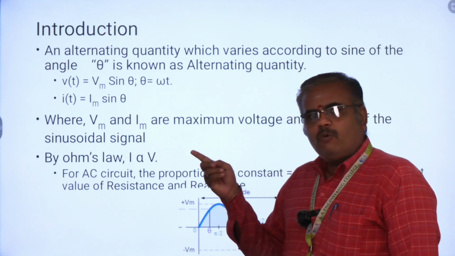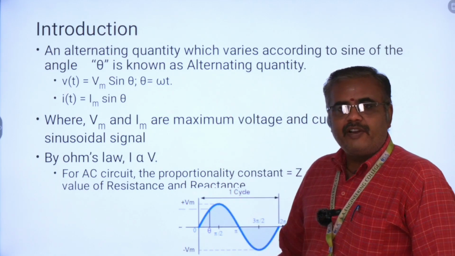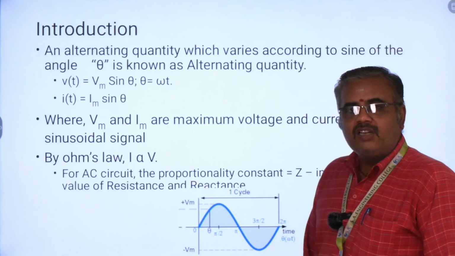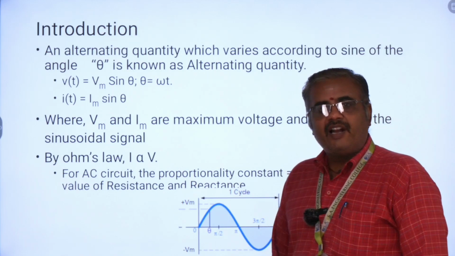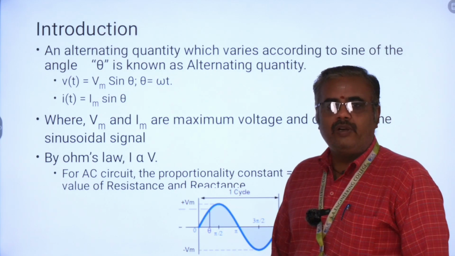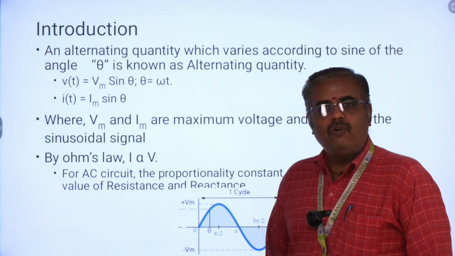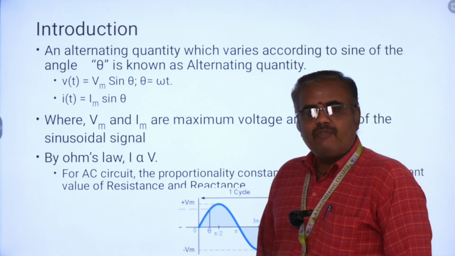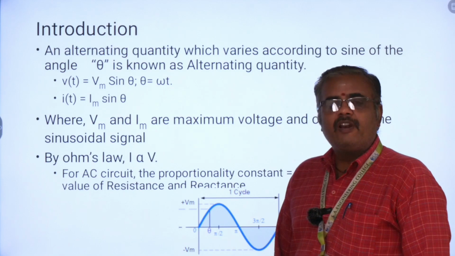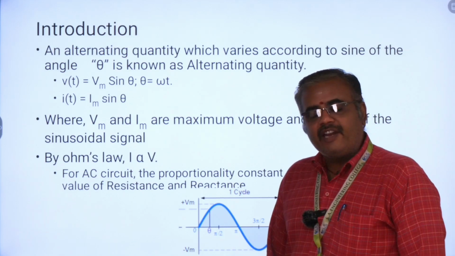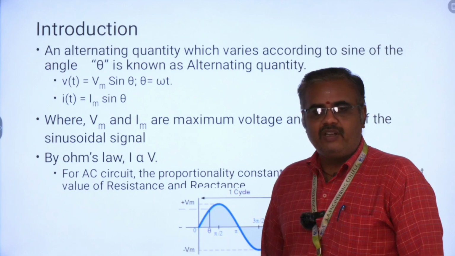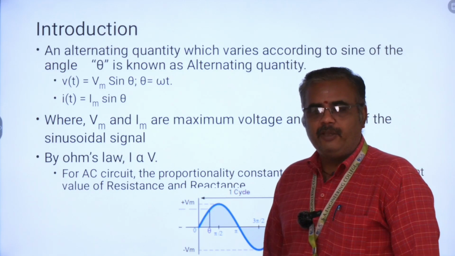Now when we talk about this sinusoidal waveform, the sinusoidal voltage, it is a time dependent voltage, and when we consider a conductor connected to this voltage, you will get a current flow, and that current flow will also be an alternating quantity. So this current also will be represented in terms of an instantaneous value called i of t, which is equal to Im sin theta, where theta is again omega t.